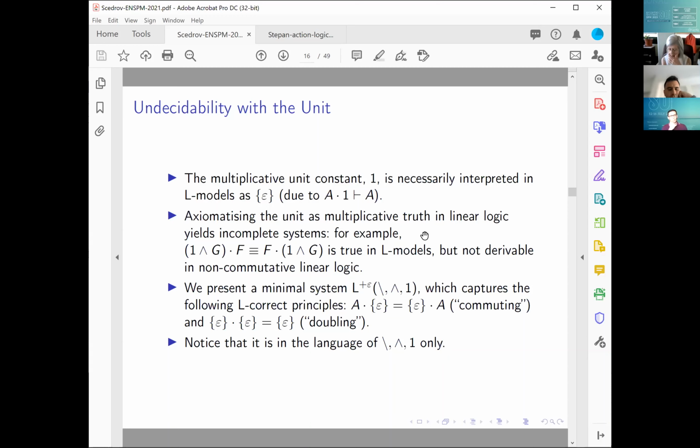Now, axiomatizing the unit as multiplicative truth yields incomplete systems. For example, the following formula is true in all L models, but it's not derivable in non-commutative linear logic. Okay. So what we'll do is present a minimal system called L plus empty, based only on left division, conjunction, and one. There are no other connectives. Okay, so this is miniature, which captures the following principles which are correct in L models. So A times one is equal to one times A, which is commuting, and one times one is equal to one. I repeat, this is going to be in the language that allows only left division, conjunction, and one.